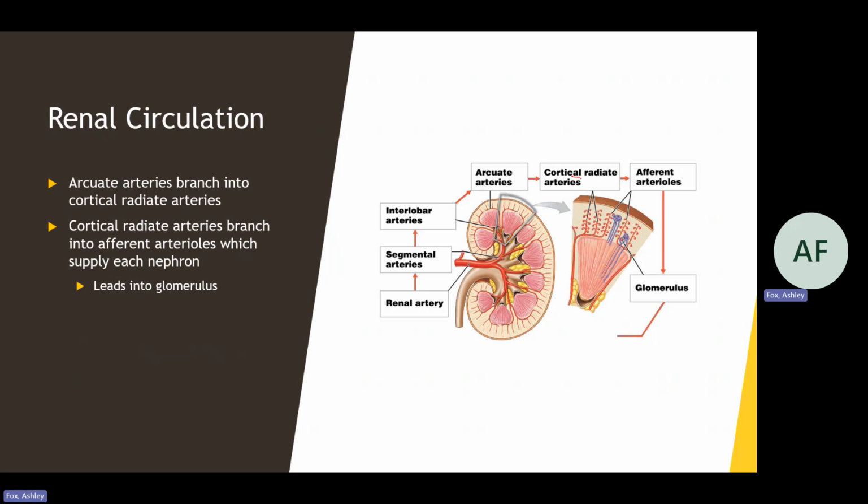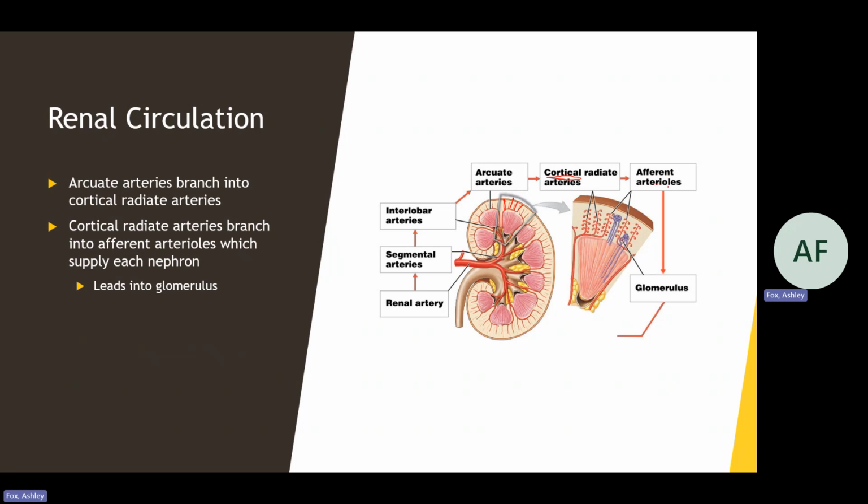Again, these are going to be in the cortex, so that's the cortical part, and they radiate out like sun rays that you can see here. So all of these little branches here are cortical radiate arteries coming off of the arcuate. Coming off of the cortical radiate arteries are going to be afferent arterioles. So remember the entrance and then the exit. So we're going to have efferent as well.